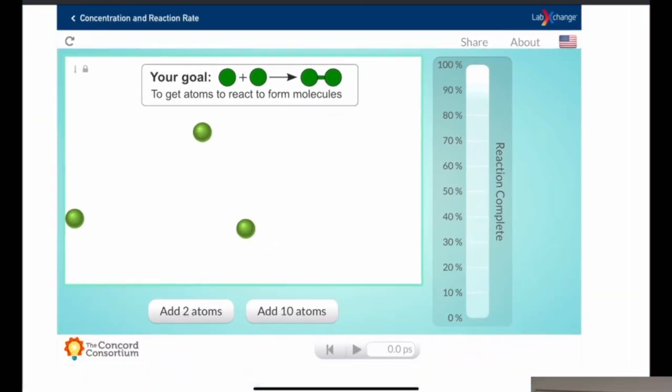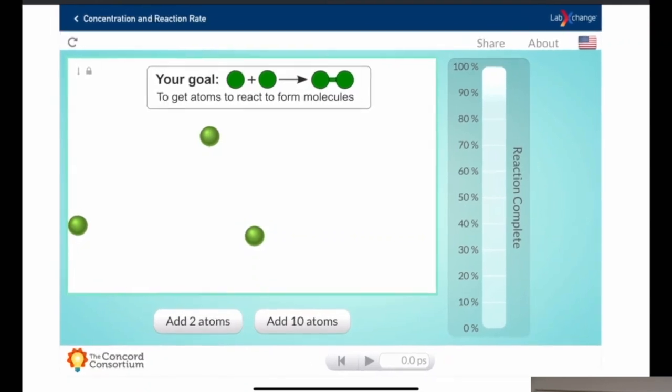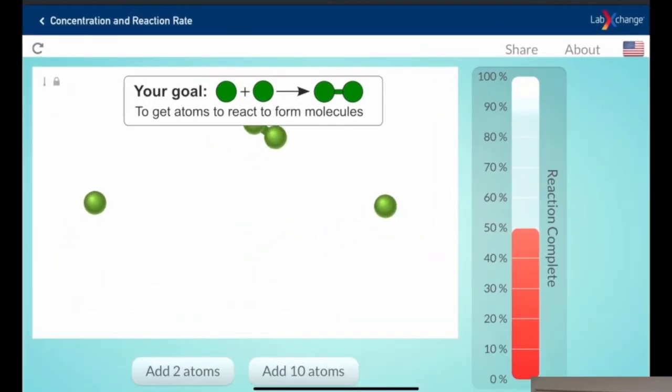So let's see. Get your stopwatches ready. Come on. There we go. All right, so two already collided. We're waiting for the other two to collide. Remember, they have to collide in the right orientation with the right amount of energy. Oh, they just swapped partners. You're waiting here for a while.